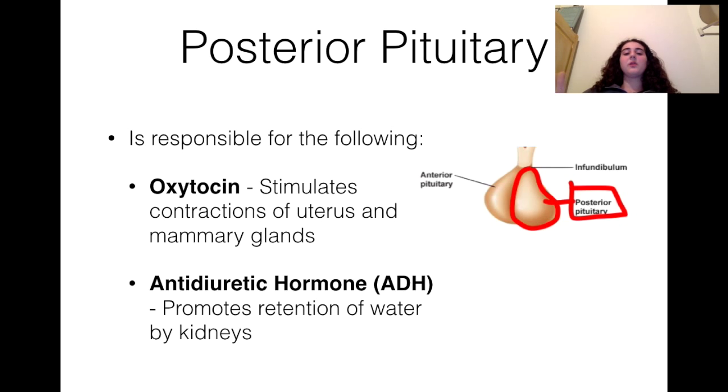Posterior pituitary, it's responsible for the following. Oxytocin stimulates contractions of the uterus and mammary glands, and antidiuretic hormone, ADH, promotes the retention of water by kidneys. Kidneys I'm actually going to talk about in the next video because that's more like excretion and waste, and it's too much to fit into one video, but you'll see in the next video.